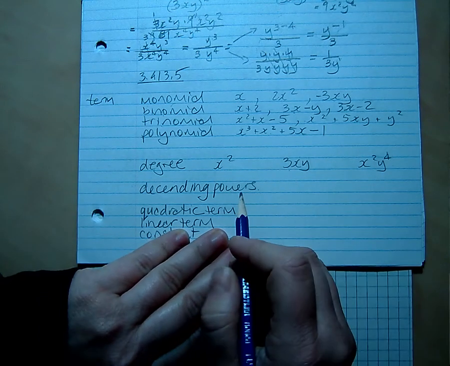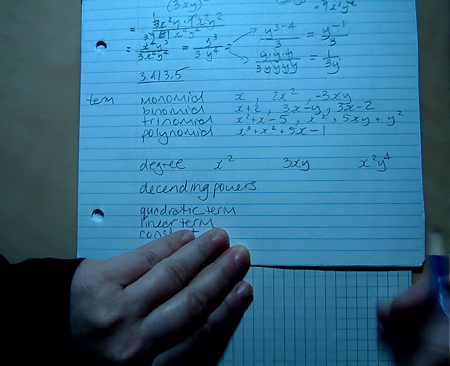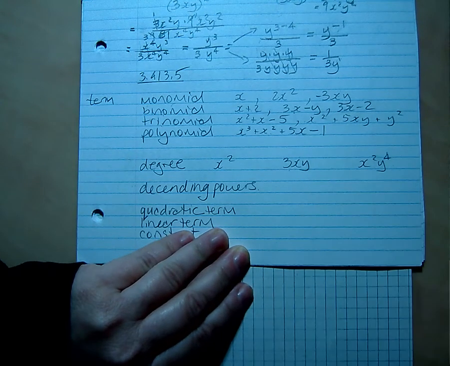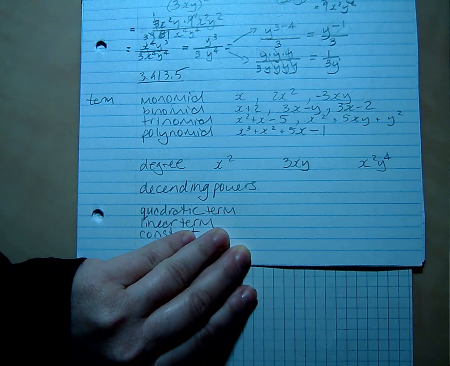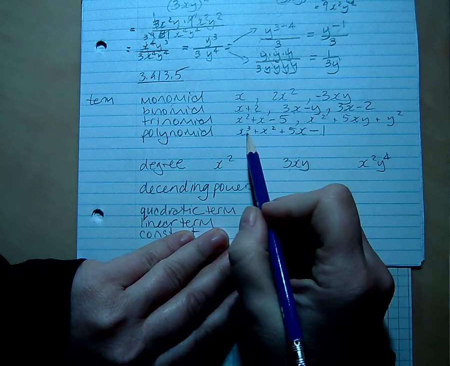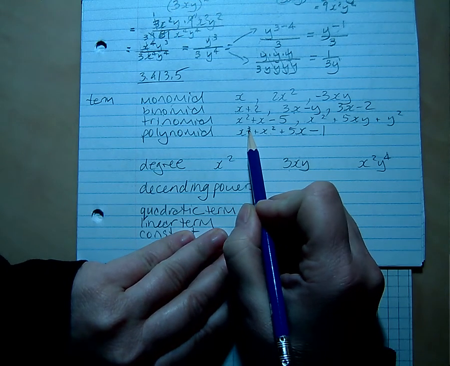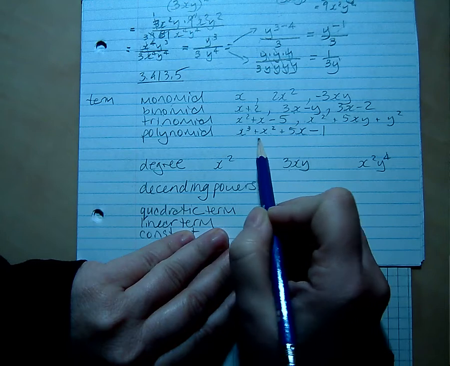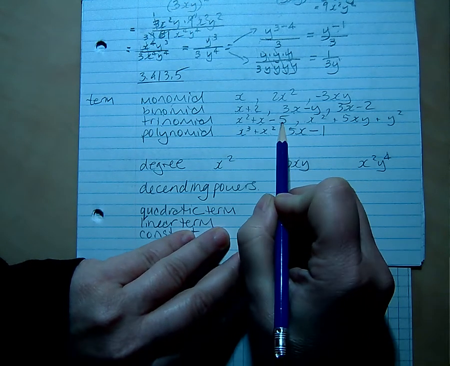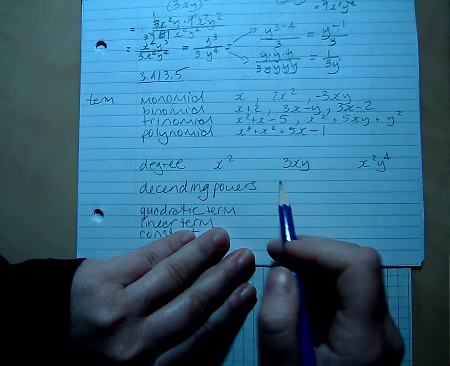If you want to know what the degree of your binomial, trinomial, polynomial is, you look at the degree of each term, and whatever has the largest degree is the degree for the whole polynomial. So for example here, this has the largest degree, it's a 3, so the degree of this entire polynomial is 3. For this one, we have a degree of 2, a degree of 1, a degree of 0, so the degree of this trinomial is 2.